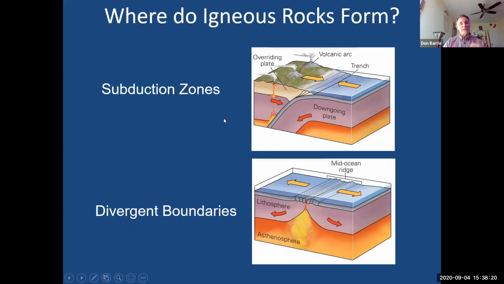And then the other main plate environment where we get magma and lava and igneous rocks would be divergent boundaries. As two plates move away from one another, the underlying rock is depressurized. It undergoes decompression melting, and the magma then seeps up to the surface and spills out typically onto the seafloor, because most divergent boundaries occur out at sea versus on the continents.